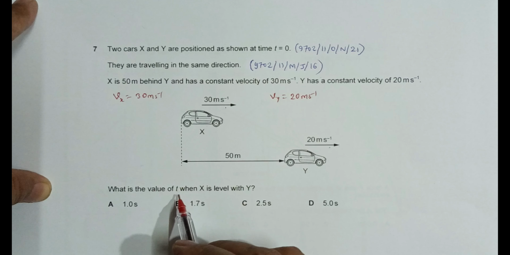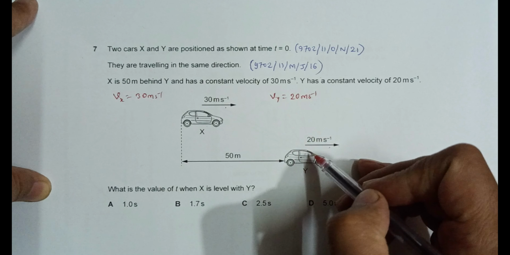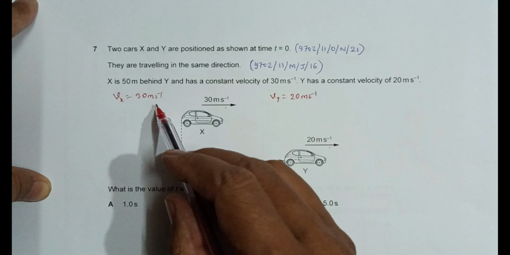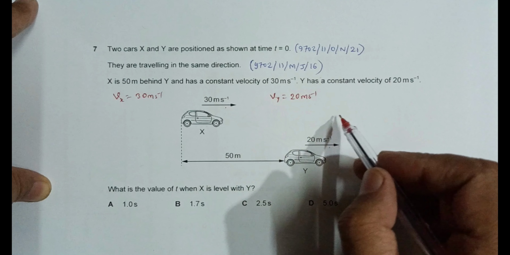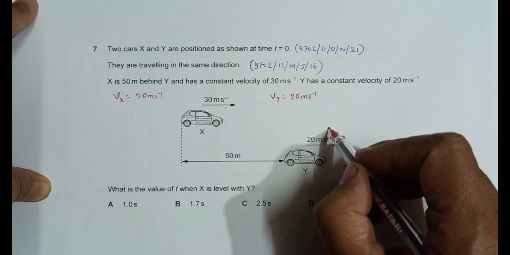What is the value of t when x is level with y? So this means that y is at 20, x is at 30. So though x is behind y, it will cover more distance as time passes by and y will cover less distance as time passes by. So ultimately they will be level at a certain distance. Let me say the distance is s here.